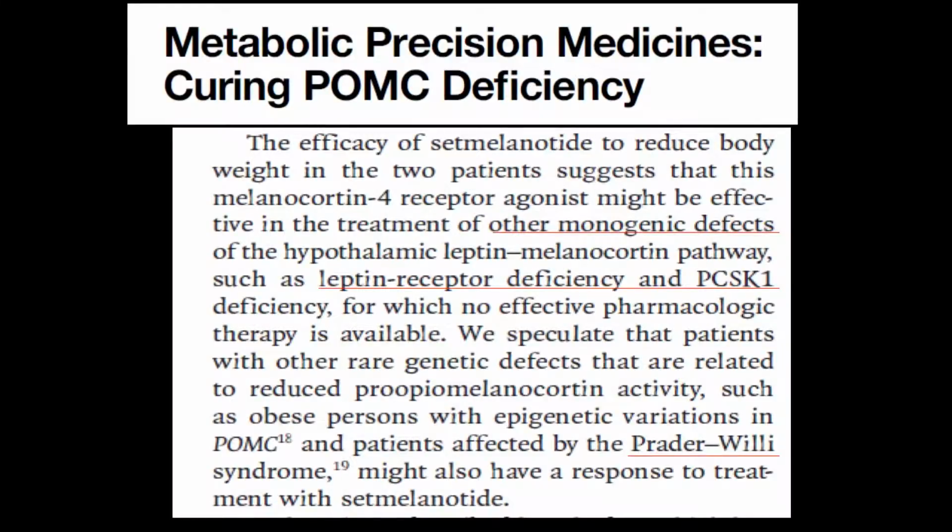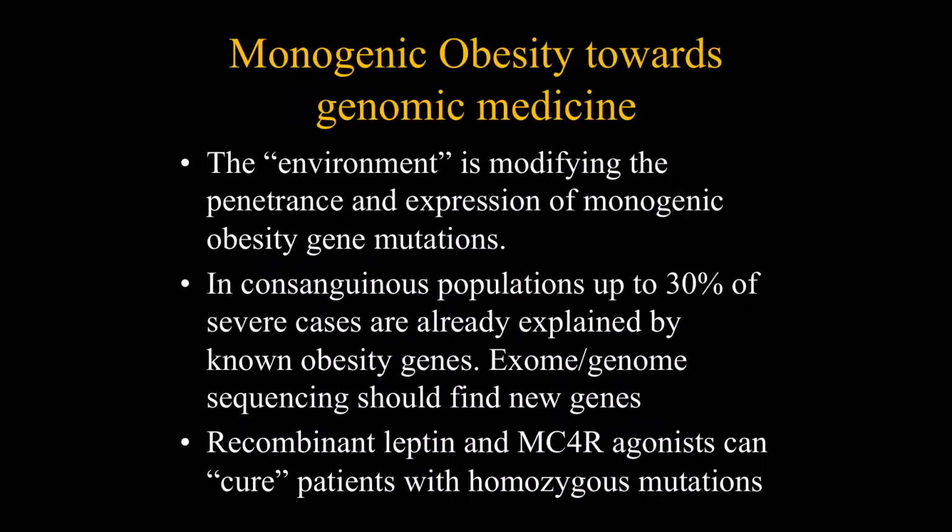She mentioned leptin receptor, PCSK1, and she also mentioned Prader-Willi syndrome. And I don't know if it's true, or if there is some evidence already, or if it's only a speculation. But if it's the case, it's really a revolution in the treatment of obesity. So the environment is modifying the penetrant expression of the gene for monogenic obesity.